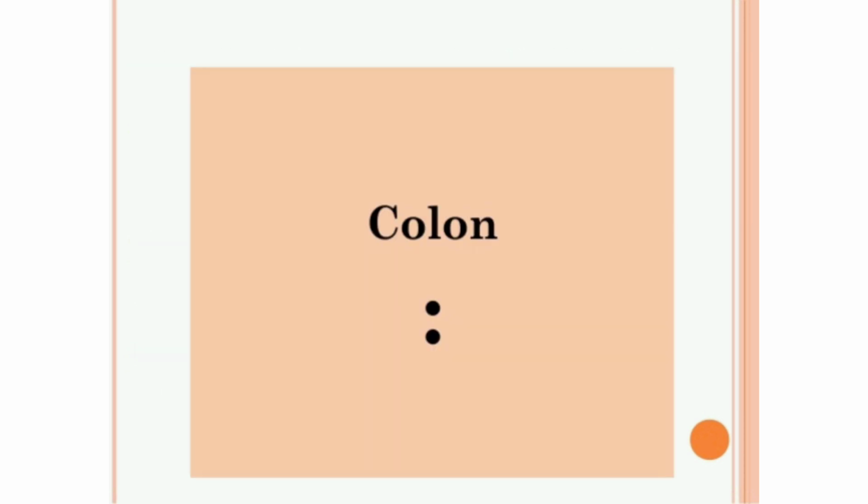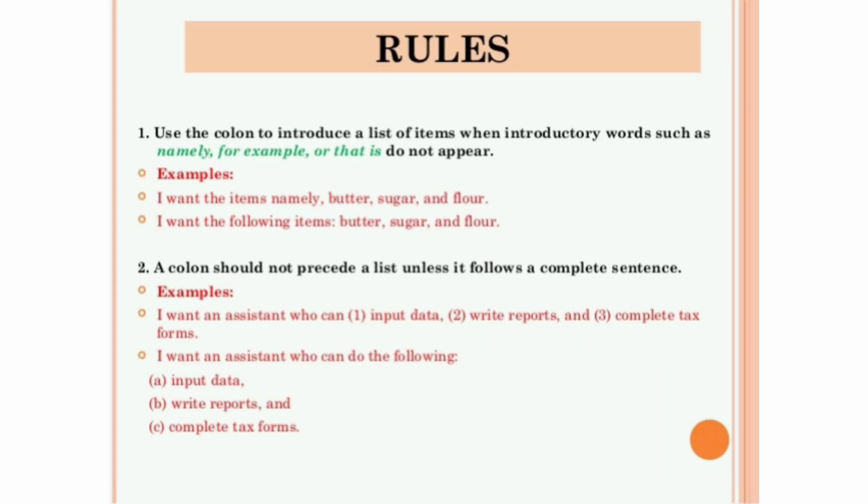Let's look at the next punctuation mark. Colon. A colon is represented with 2 dots vertically placed. Now a colon is used to introduce a list of items when you use introductory words such as namely, for example, or that is. Okay. So in place of all these words, we use the colon mark. For example, I want the items namely butter, sugar, and flour. So here if you want to replace namely, the sentence is like this. I want the following items: butter, sugar, and flour.